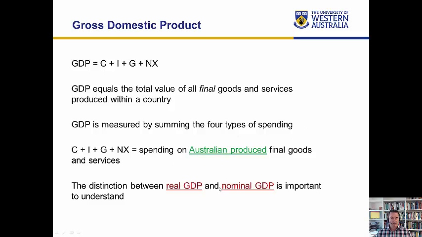The other thing to emphasize on this particular slide is the distinction between real and nominal GDP. Now, once again, you won't get asked a question asking you to explain the difference. It'll just be assumed that you do know what real GDP is and why it is the most appropriate measure of output, particularly when you're looking at how output changes over time.